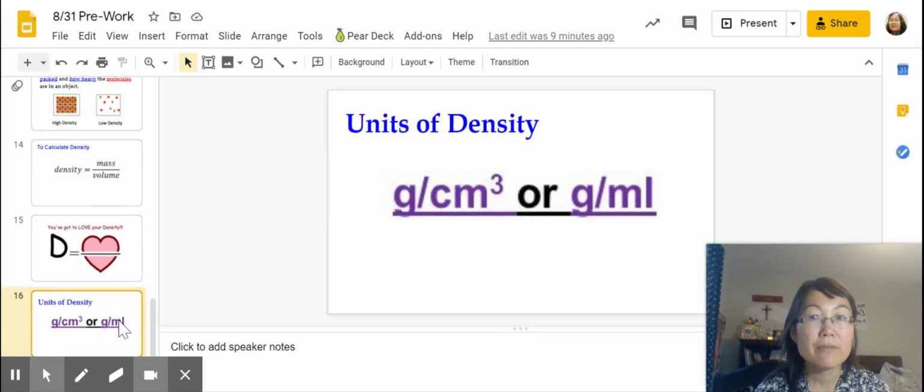Okay, the unit for density: mass has a unit of gram, and volume has a unit of cubic centimeter or cubic meter. So normally it's gram per cubic centimeter for solids, and for liquids it's gram per milliliter, because we use a graduated cylinder to measure the liquid. So the volume for liquid is milliliter, so gram per milliliter.